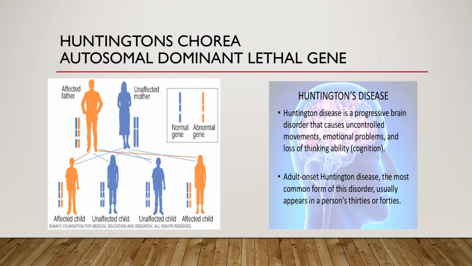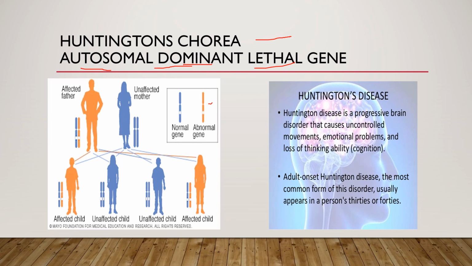Now let's learn the next Mendelian disorder, Huntington's chorea. Huntington's chorea is a disease caused due to an autosomal dominant lethal gene. So the rest of the three that we have learned, thalassemia, albinism and phenylketonuria, are caused due to autosomal recessive genes. This one is caused due to an autosomal dominant lethal gene, a very harmful lethal gene. And I told you what a dominant disorder is: just one chromosome with the abnormal gene is enough for the appearance of the disease.